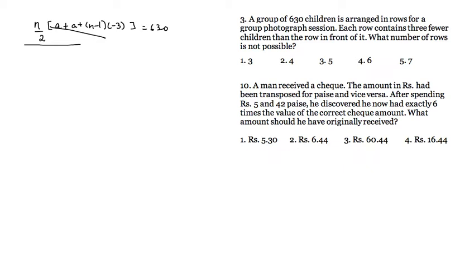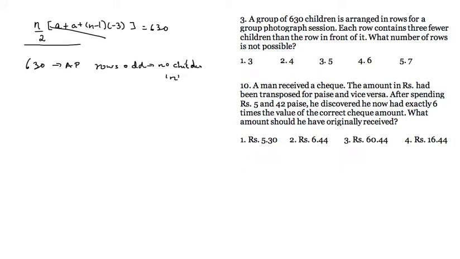One very good way of looking at this question is to look at averages. If I have 630 children and I'm arranging them in an AP, right? It's always three fewer children, it's an arithmetic progression. Then the number of children in the middle row, if the number of rows are odd, then the number of children in the middle row should be an integer, right? Should be some proper natural number.